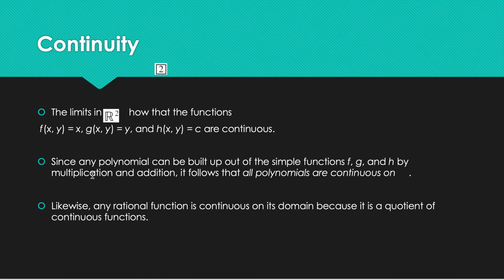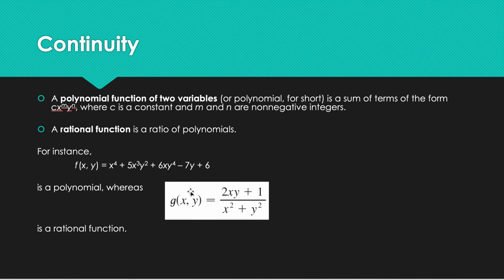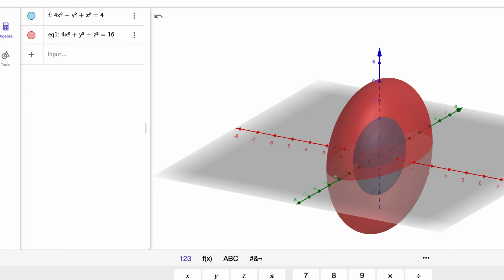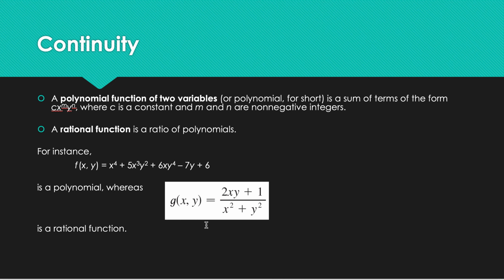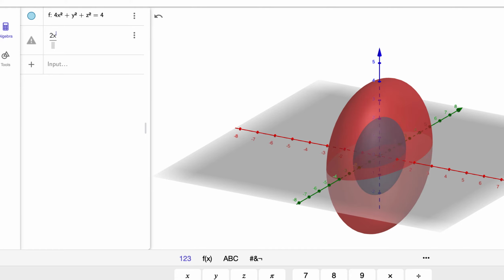How does continuity affect things? Well, let's take a look and see what this one does: 2xy plus 1 over x squared plus y squared. Let's try it out. And again, this is very handy for those of you who are visual. 2xy plus 1.